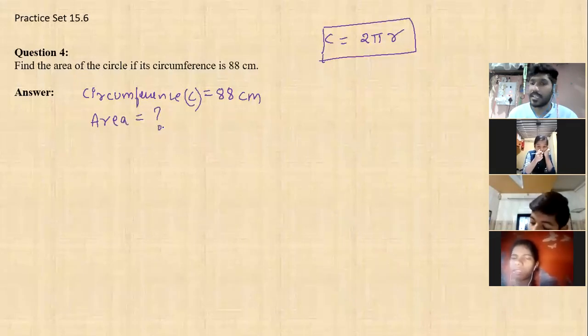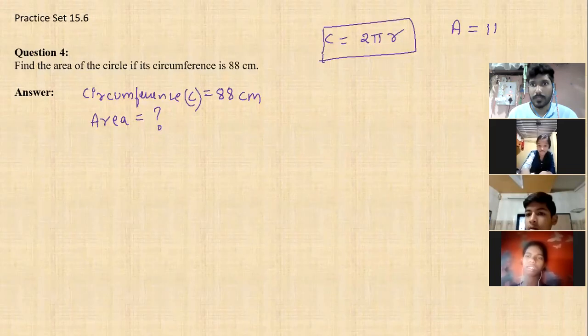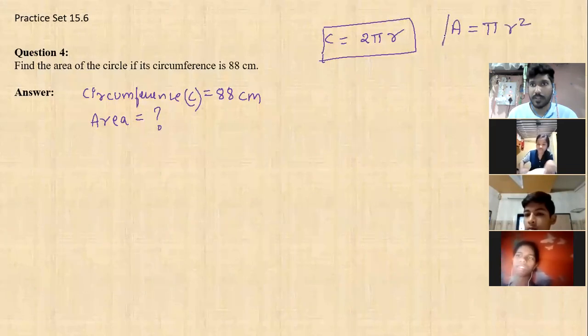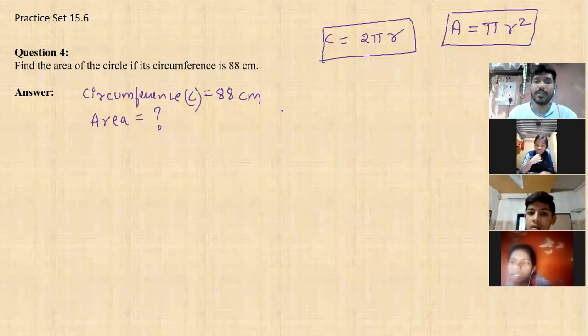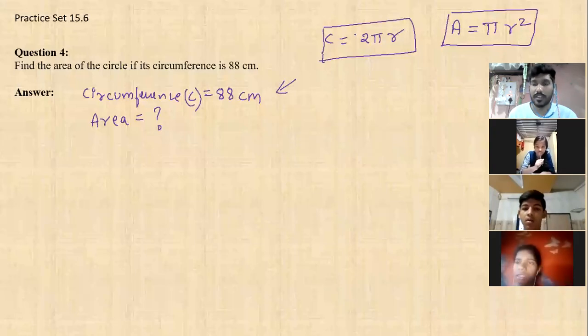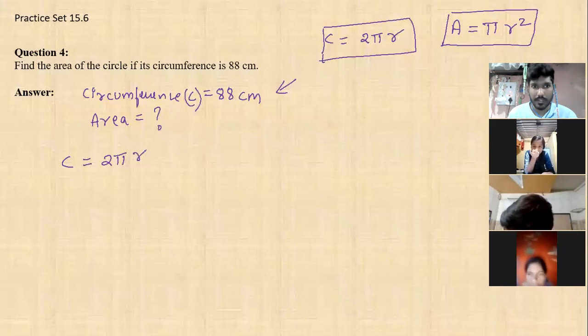Okay, now to find area, if you remember, the formula for area is pi r square. So to find out the area of the circle, we require the radius r. So how will we find out the radius? Using the circumference formula, we'll first find out the radius. So use the circumference formula C is equal to 2 pi r.